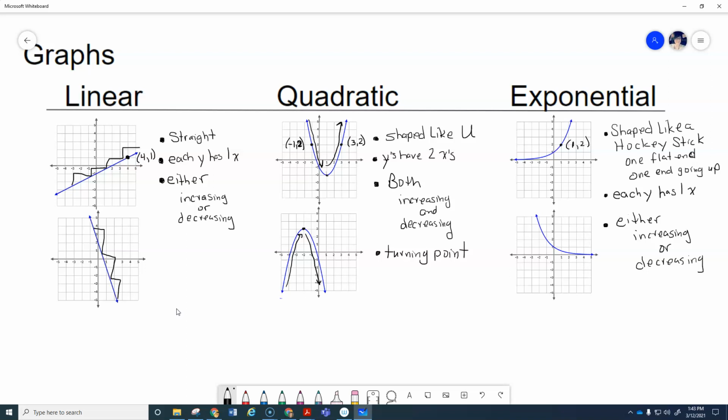So linear and exponentials are either increasing or decreasing over the entire graph. Quadratics are doing both in every graph. They're increasing for a while and then they start decreasing. This in no way is a comprehensive list of characteristics of these graphs that you can compare and contrast and talk about, but these are the ones that we're going to focus on for this lesson.